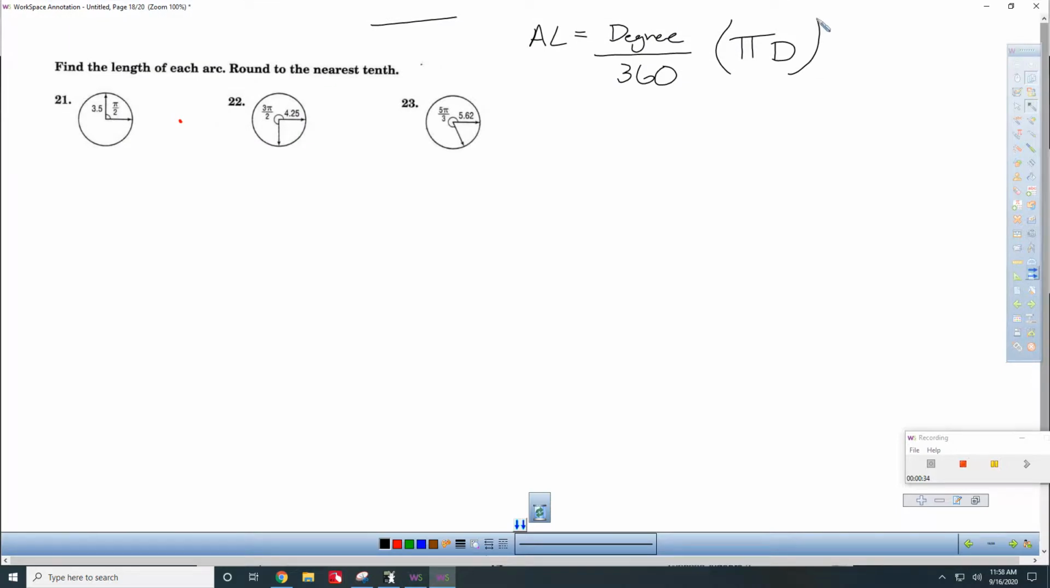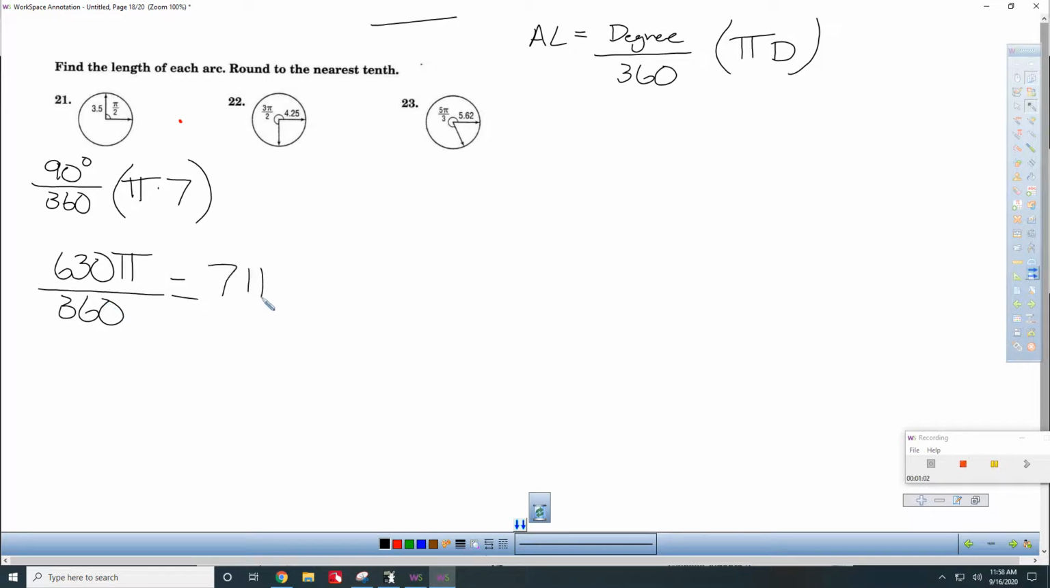Okay? So, for this one, our degree is 90 degrees. And our circumference is pi times 7. Okay? So you end up getting 7 times pi times 90. That's 630 pi over 360. And if you know how to simplify this, you end up getting 7 pi over 4.